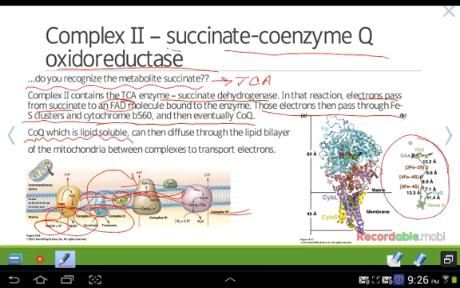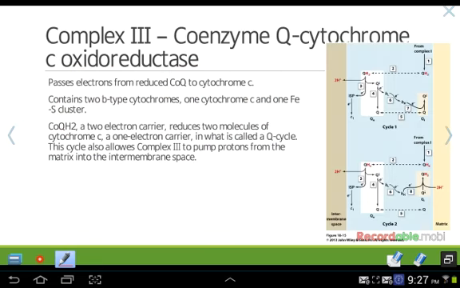Here we can see an idea of that cascading of electrons. Succinate transfers its electrons to FAD to make FADH2, and then the electrons cascade down the iron-sulfur clusters, eventually to heme, which is cytochrome b560, and then to coenzyme Q. All right.